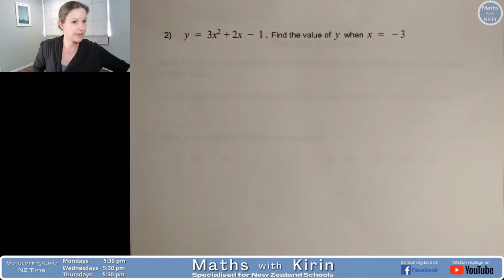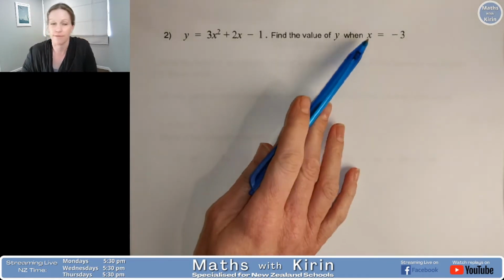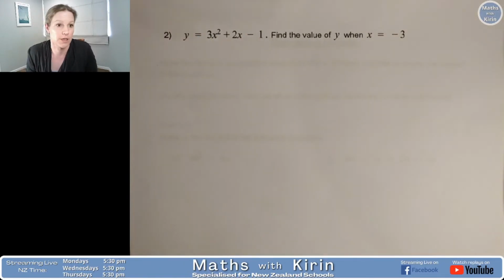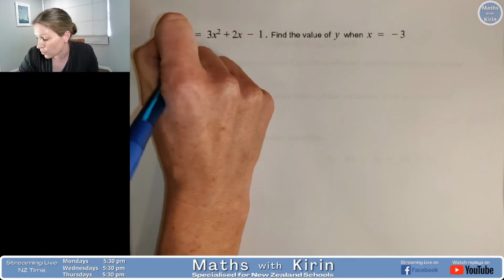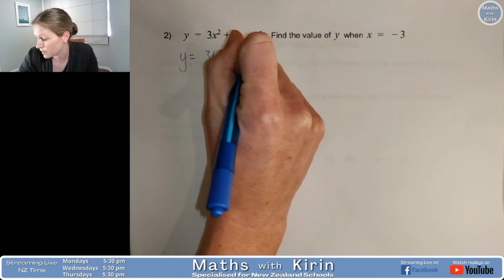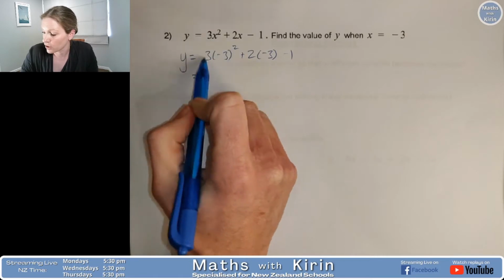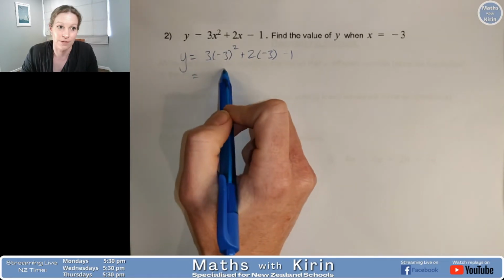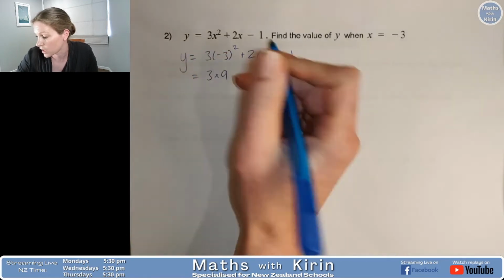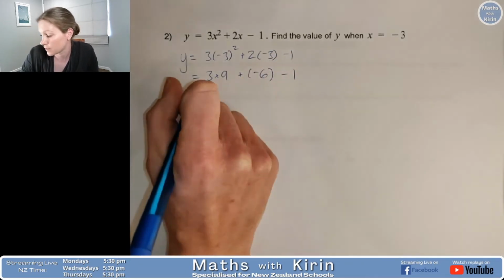Second example question for substitution. In this case we have x as our variable that we can substitute for, so we know it's negative 3, and we're just going to substitute into this expression and find out what the value of y would be. So y is equal to 3 times negative 3 squared plus 2 times negative 3 minus 1. Here we need to make sure that we square the negative 3 first. So negative 3 squared is positive 9. So that ends up being 3 times 9 plus 2 times negative 3, which is negative 6, minus 1.